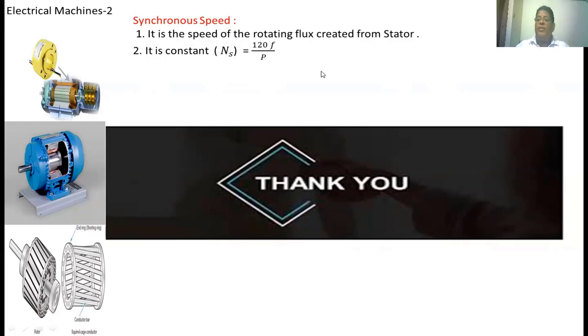Next, one more important point you have to remember is that the magnitude of the rotating flux is 1.5 times phi m. These are the two points you have to remember regarding the rotating magnetic field.